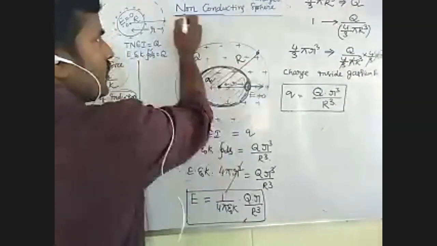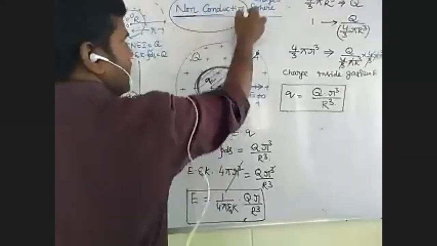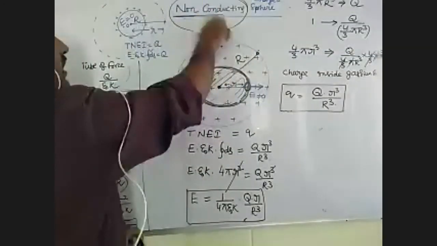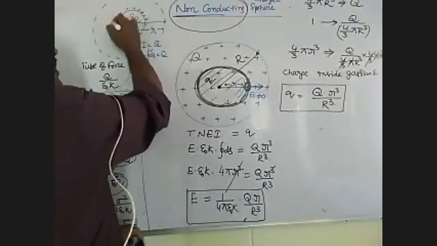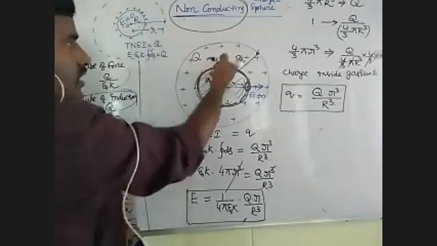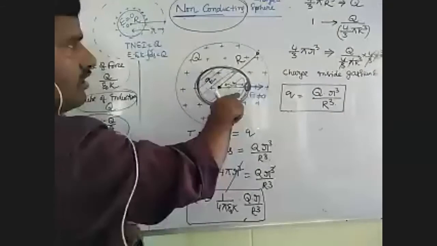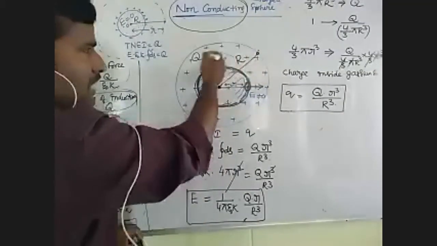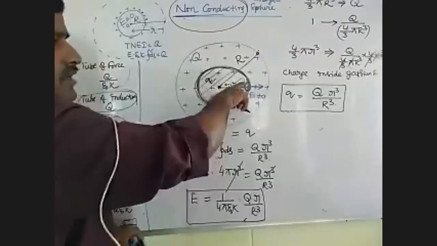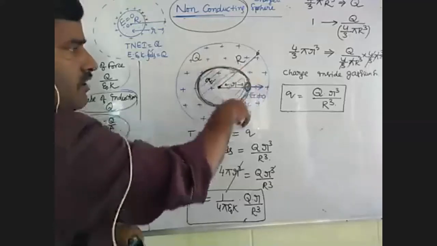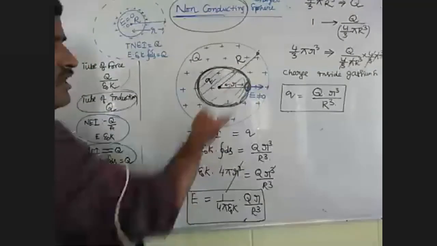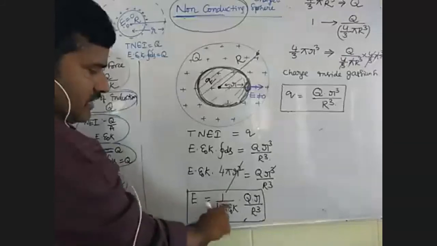Inside the non-conducting sphere, as you observed, it is not conducting. In a conducting sphere, the charge accumulates only on the surface, not inside. In a non-conducting sphere, charge accumulates inside also. Non-conducting means a plastic ball or rubber ball. In a plastic ball, rubber ball, charges accumulate inside also. For the non-conducting sphere, the intensity is this.